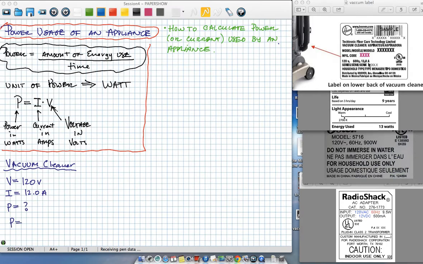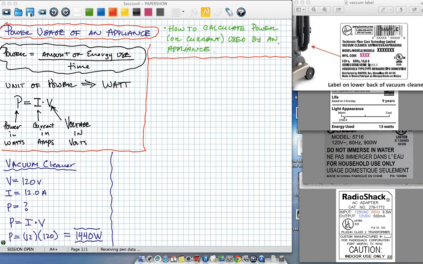So power is equal to I times V. So power is equal to 12 amps times 120 volts. So take our calculator, and we have 12 times 120 is equal to 1,440 watts. So that's the wattage or energy consumption of our vacuum cleaner.